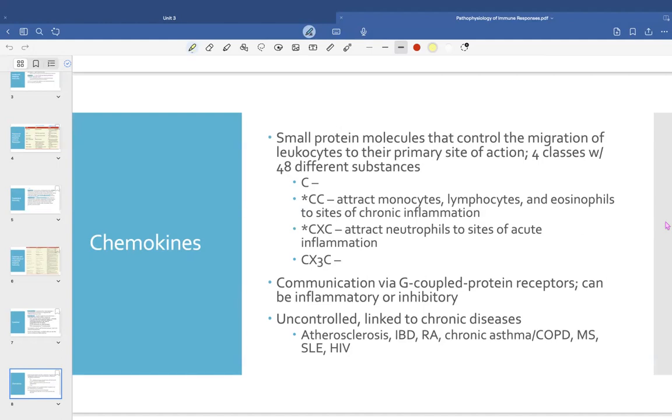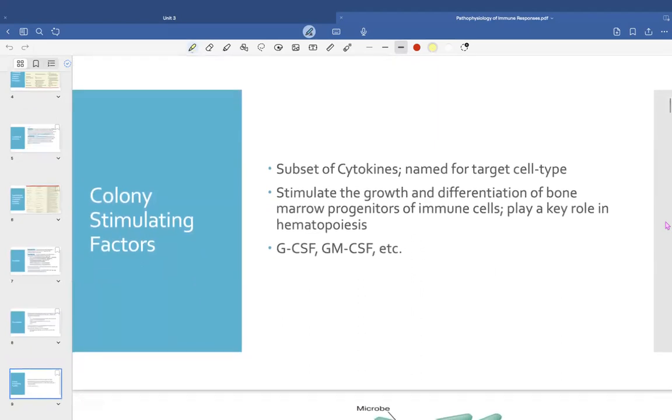Your colony stimulating factors are very much a subset of cytokines. Okay, and like your chemokines, this is very, very specific. They're named for their target cell type. So you can have granulocyte colony stimulating factor, okay, G-CSF. You can have GM-CSF. And so just know that these can be released from your inflammatory cells in order to stimulate the bone marrow or tissues in the area to produce more cells.